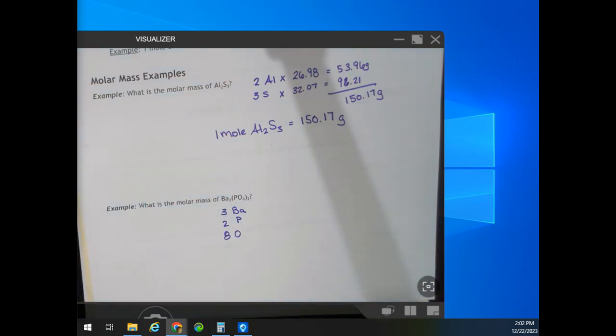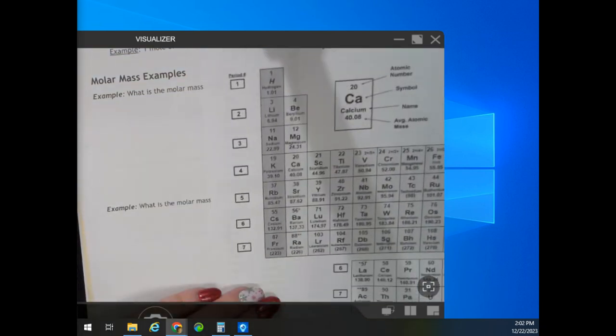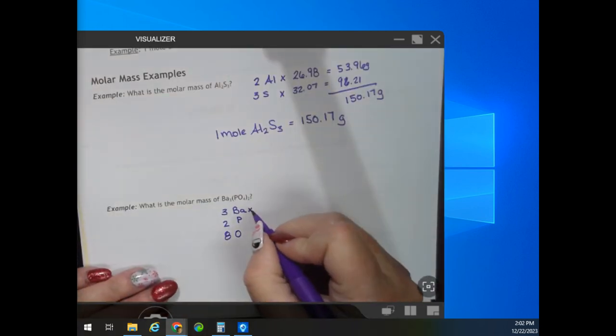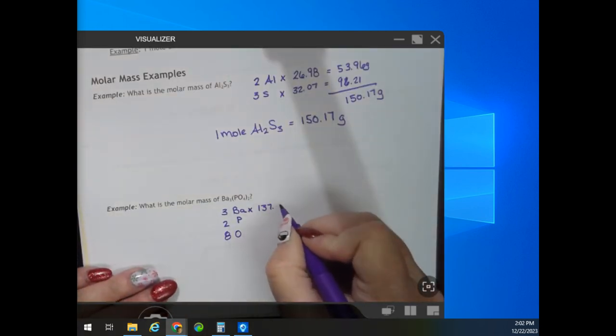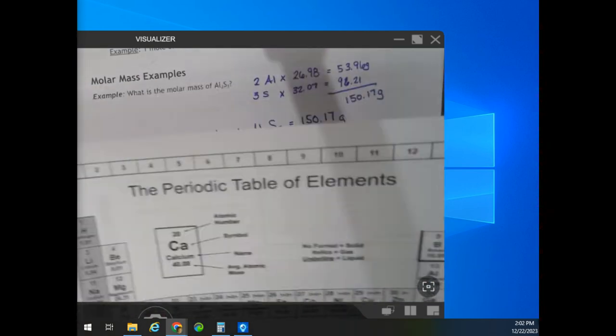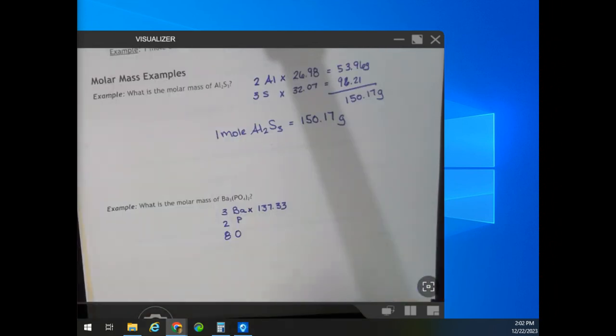Okay, so if I look at my periodic table, I find barium has a mass of 137.33. Phosphorus has a mass of 30.97.